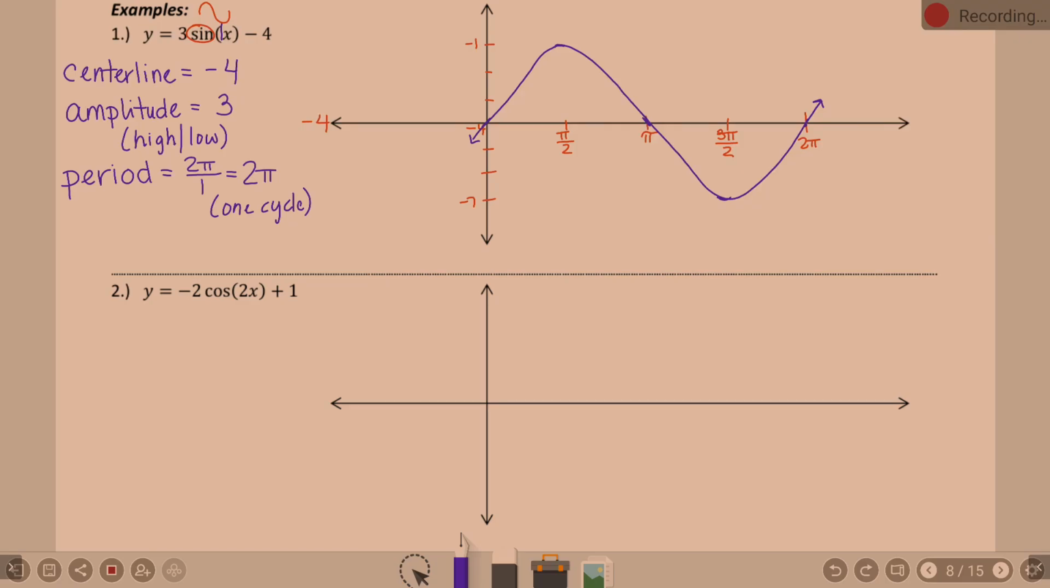Next one, we're going to talk y equals -2 cosine of 2x plus 1. I'm going to go in that same order I went in last time. Center line. What is my center line? It's 1 because it's the d value, right? Added or subtracted at the end outside the parentheses. So center line is 1.